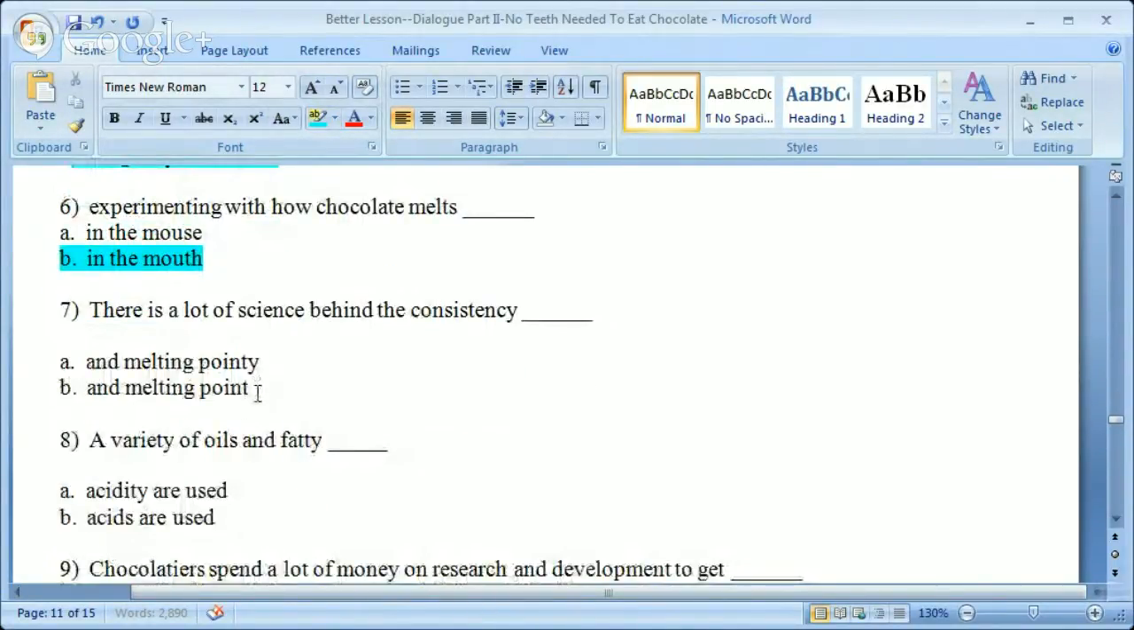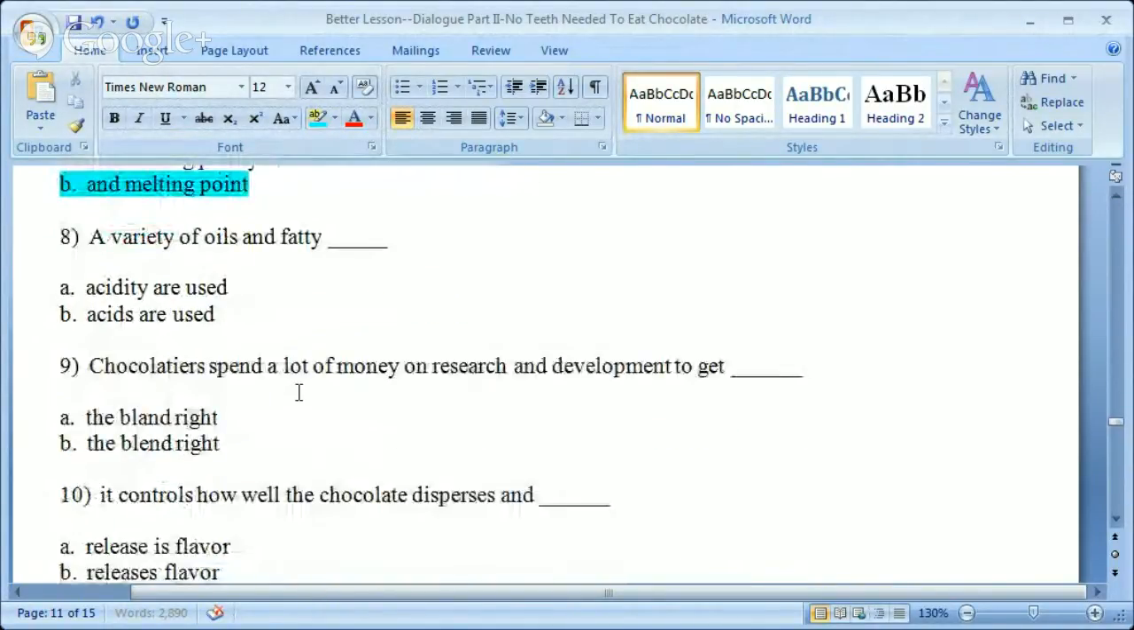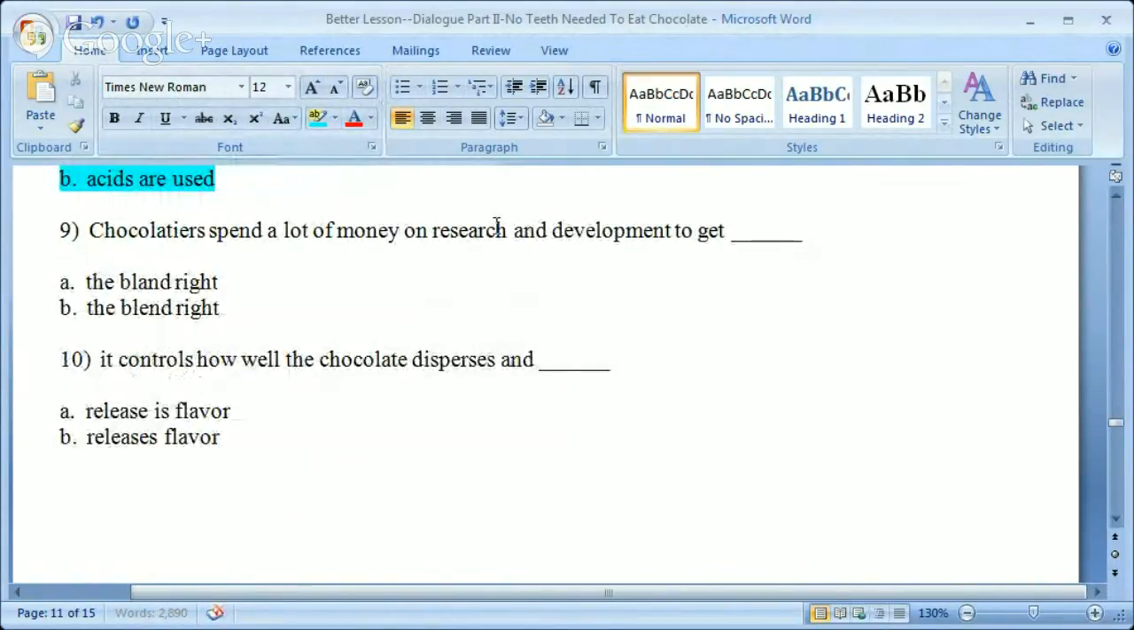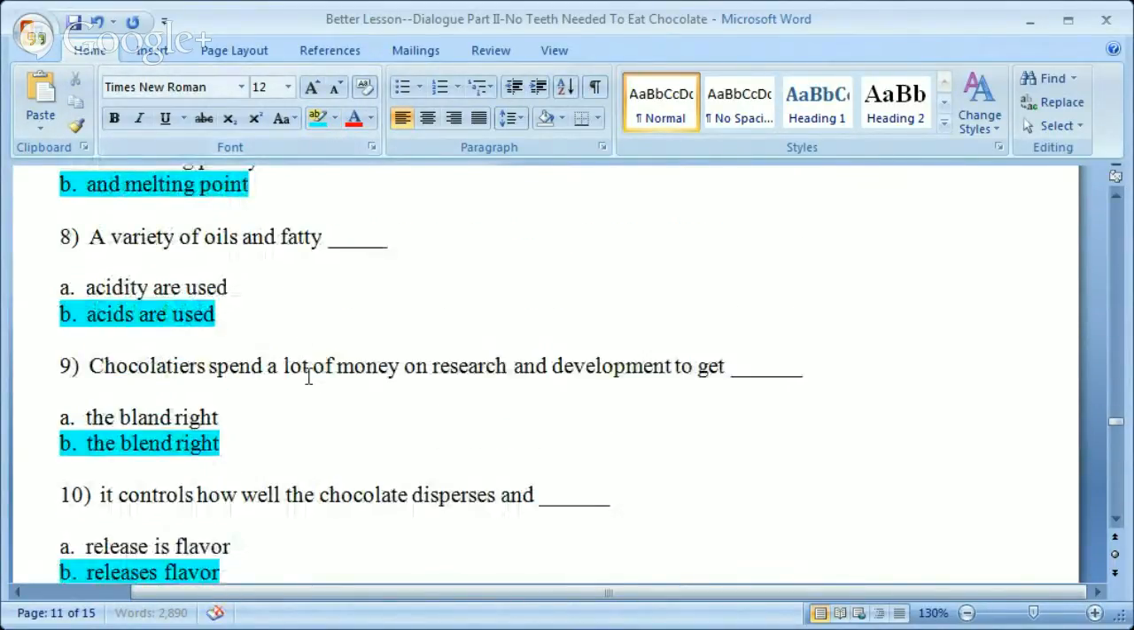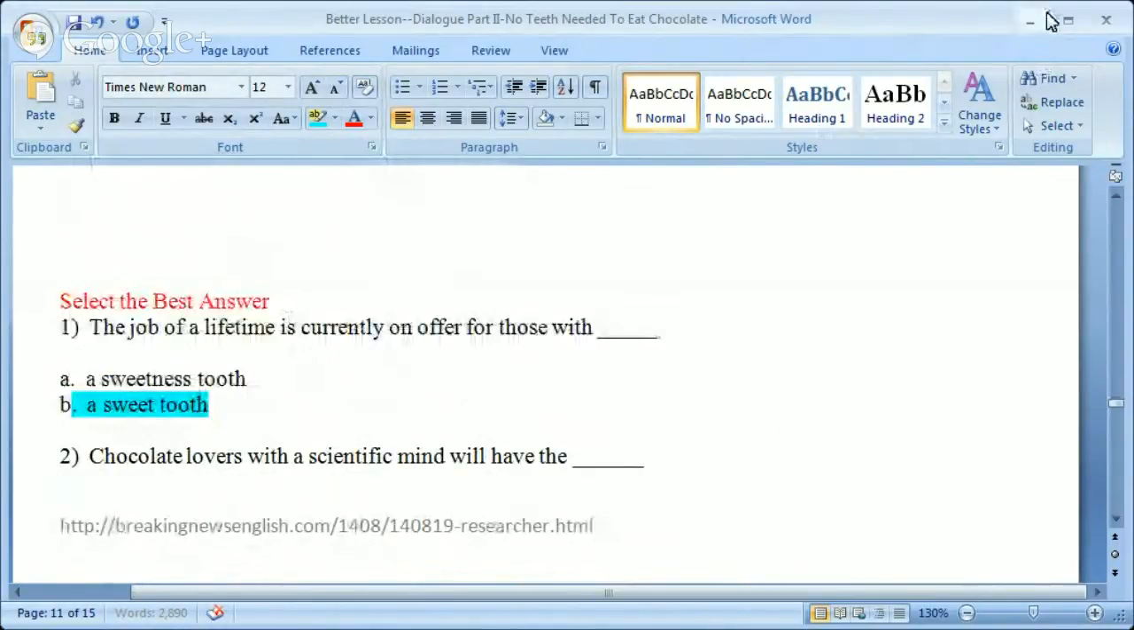Excellent. You're doing very well. Number 7? There is a lot of science behind the consistency and melting point. B. Great. A variety of oils and fatty acids are used. B. Okay, great. Chocolatiers spend a lot of money on research and development to get the blend right. B. Good. And the last one? It controls how well the chocolate disperses and releases flavor. B. Flavor. Okay. Well, very good.